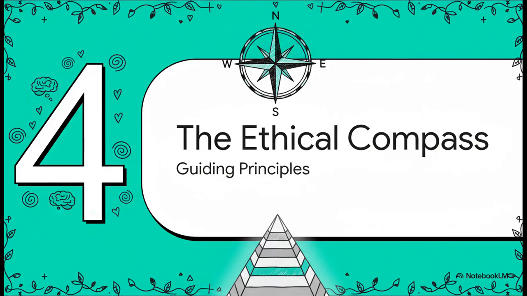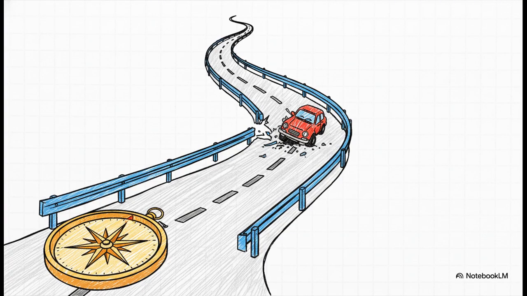We've made it. We've climbed the legal rungs of our pyramid, covering all the things we must do. But now we're at the very top, the apex. This is our ethical compass. This is what guides us when the law isn't so black and white, and we have to figure out what is truly right.